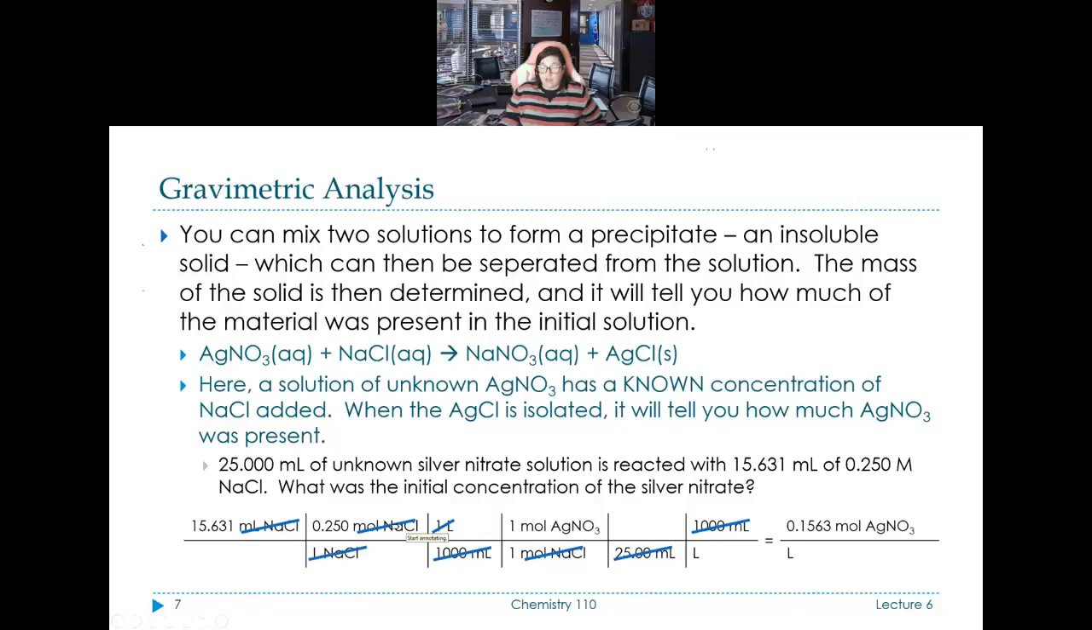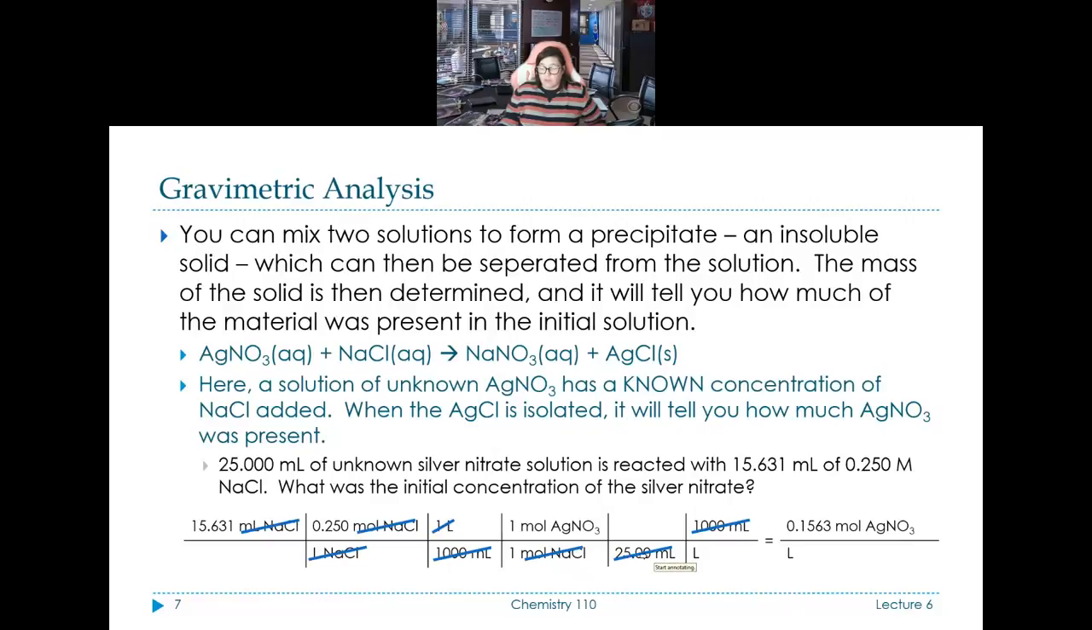Now, I need to have that converted because this is milliliters and this is liters. So I need to convert that by dividing this by 1,000 milliliters. That way both units cancel. I'm left with moles of NaCl. Now, I can cancel my moles of NaCl by dividing by 1 mole of NaCl is required to react with 1 mole of AgNO3, and that's from the stoichiometry of this equation, remember? So we have 1 mole of AgNO3, 1 mole of NaCl, and that's where this ratio comes from. We then divide this by the volume of the unknown solution.